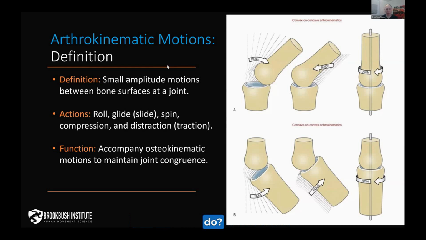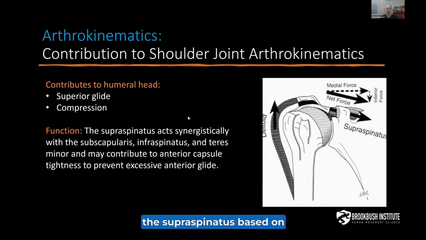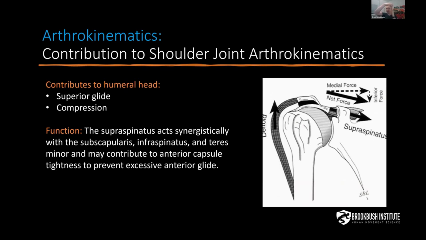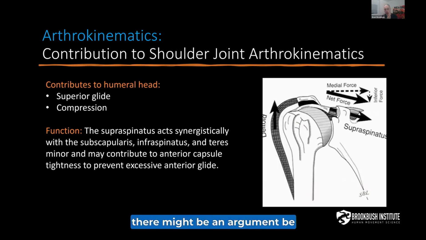All right, so what does the supraspinatus do? Well, the supraspinatus, based on its fiber direction, is probably going to help with superior glide of the humeral head, as well as compression. Now, there might be an argument to be made for inferior glide of the humeral head. I call this the juice box function. You guys remember juice boxes? When you were a kid, you put a little straw on top, and then to get liquid out of the top, where would you squeeze? The top of the box or the bottom? The bottom of the box, right?